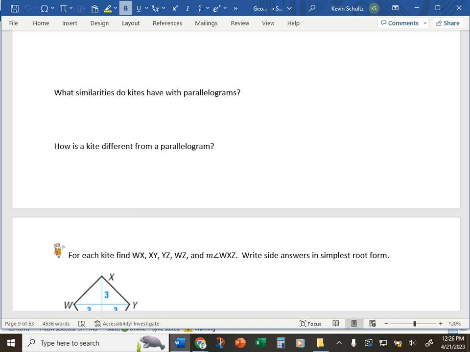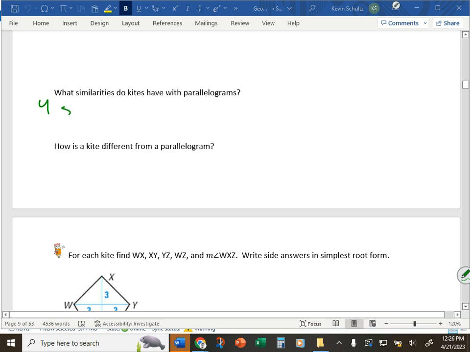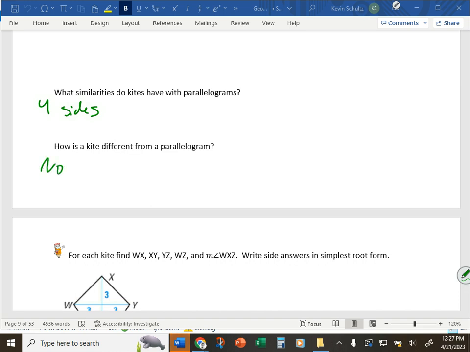What similarities do kites have with parallelograms? Four sides. How is a kite different from a parallelogram? What are some similarities? What are some differences? What are you seeing? That's four sides. Joey? No sides are parallel. That'd be a difference. Yeah. No parallel sides. What else?